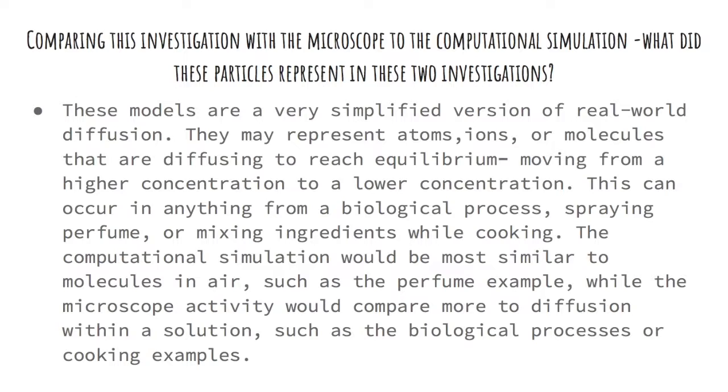Comparing this investigation with the microscope to the computational simulation, what do the particles represent in these 2 investigations? These models are a very simplified version of real-world diffusion. They may represent atoms, ions, or molecules that are diffusing to reach equilibrium, moving from a high concentration to a lower concentration. This can occur in anything from a biological process, spraying perfume, or mixing ingredients while cooking.